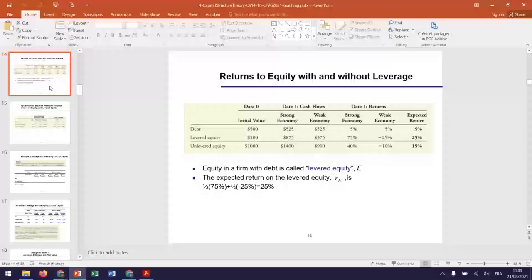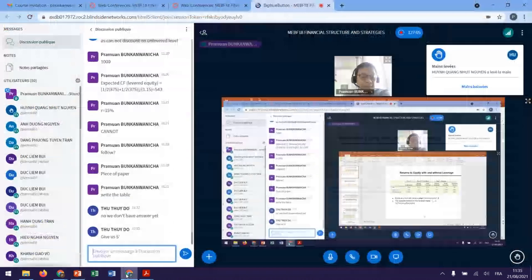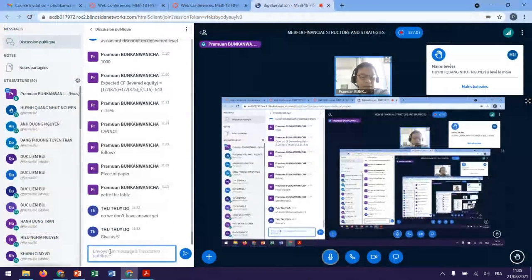You have debt, you have levered equity, and then you have unlevered equity. Okay? And then you have debt 0. Instead of using 500, now you use 200. And then unlevered equity is 1,000. The first column is okay. I give you 5 minutes.